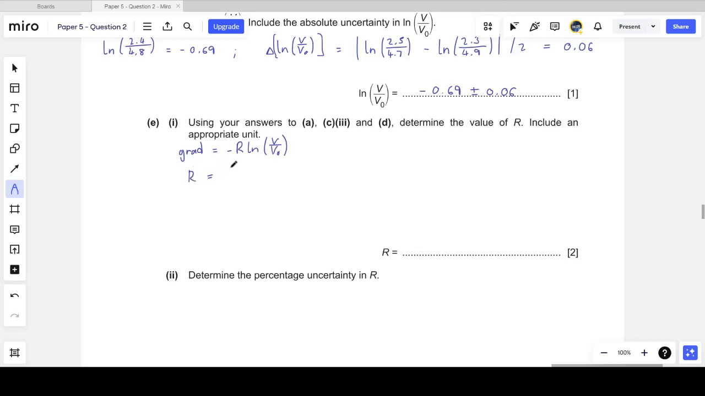Which means that with some fancy mathematics, we get R to be minus the gradient divided by the log of V over V0. So I can find R, and this is minus 1.48, because there's a minus sign there. And the gradient I'm just going to take from the previous question where I calculated the gradient, minus 1.48 times 10 to the power 5 divided by the log of V over V naught. I can just take it from the question above, minus 0.69.